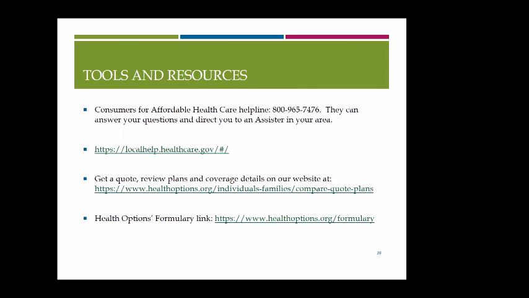Again, that number is 800-965-7476. Additionally, healthcare.gov does attempt to list some of the local health resources available by zip code. We find that sometimes the information is not as updated as it could be on healthcare.gov, but we do list it because it can be valuable. That link is listed as well, healthcare.gov, and you would type in local help.